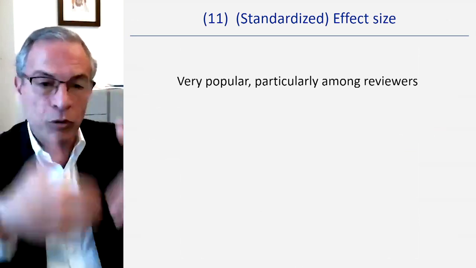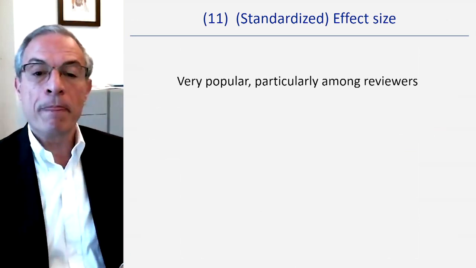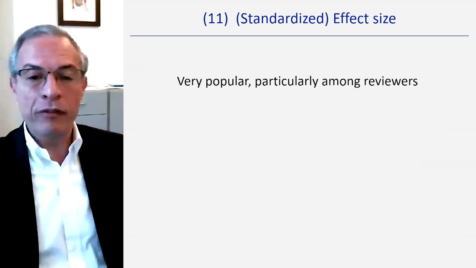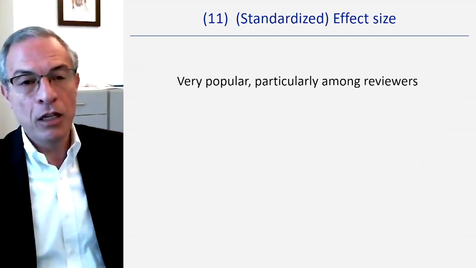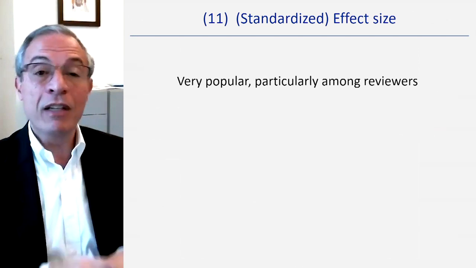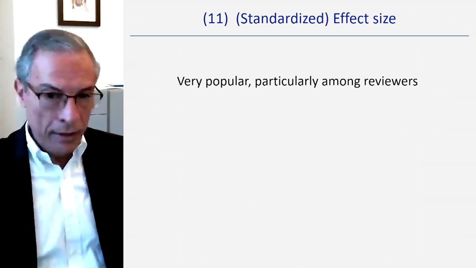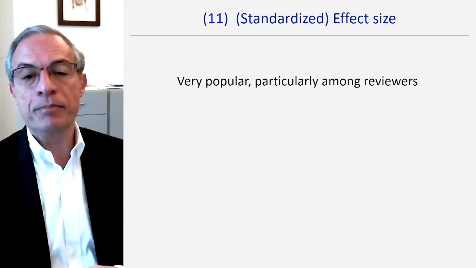The units are the same, so when you take the ratio, it's unitless. And then you say, okay, a small effect size is around 0.1, a medium effect size around 0.3, a large effect size around 0.5. It doesn't matter what you're talking about. That's basically it.